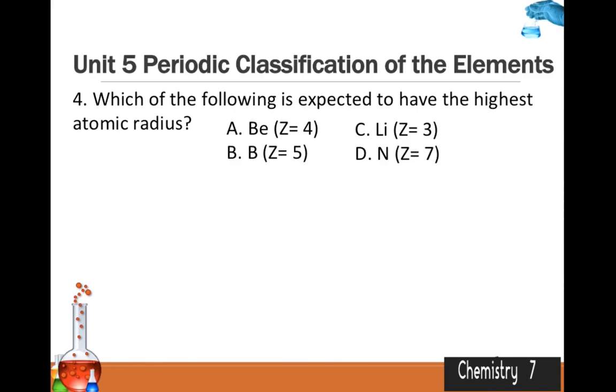Which of the following is expected to have the highest atomic radius? Beryllium, boron, lithium, or nitrogen?